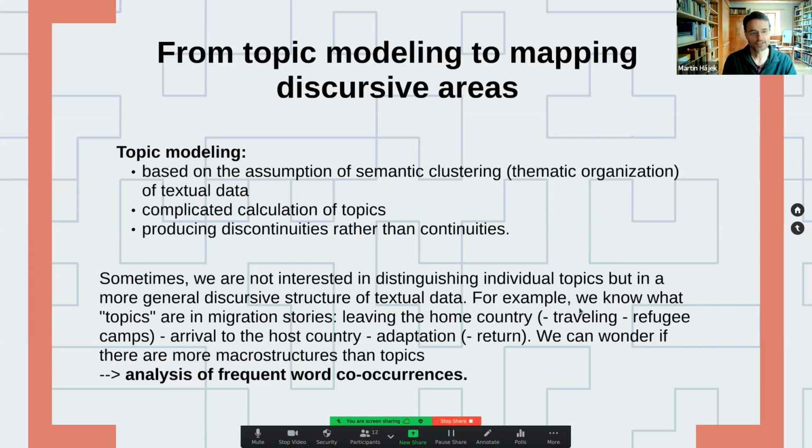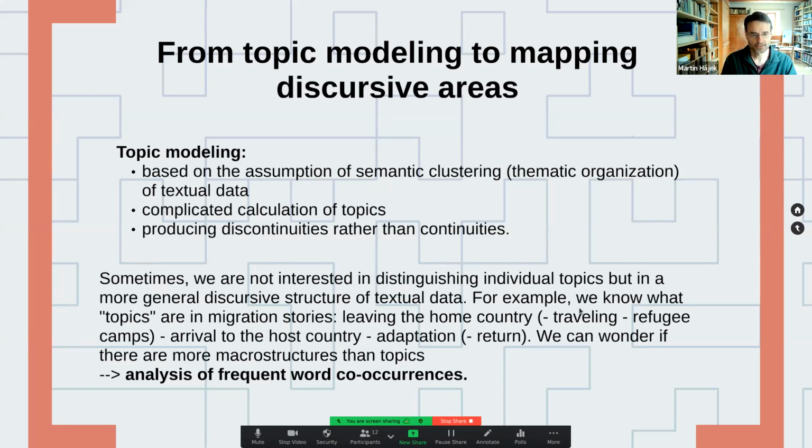The second feature of topic modeling, which is important for me, is that the calculation of topics is very complicated. If you look at some papers about topic modeling, about Latent Dirichlet Allocation, latent semantic analysis, there are just formulas that I cannot understand at all. So I have to believe that it calculates well. I cannot check it in any way.